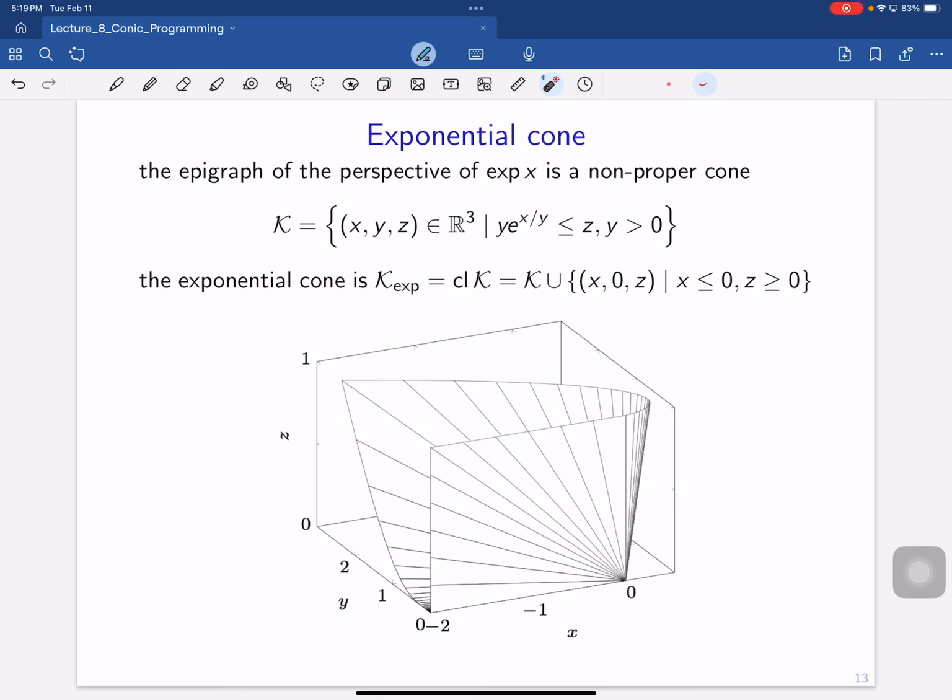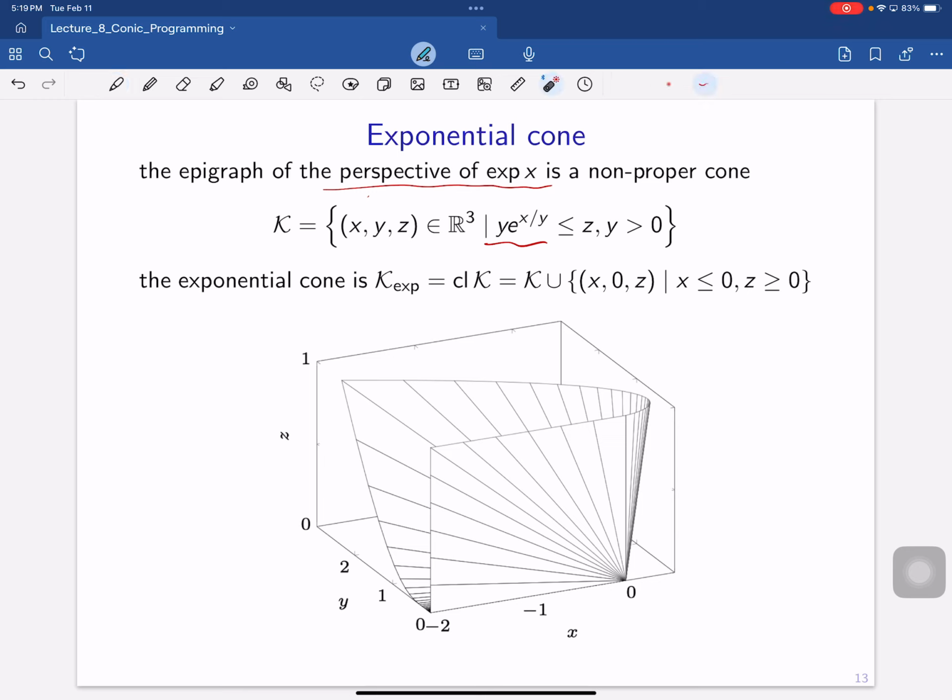You can think about this problem in 3D. x, y, and z are scalars. What is the left-hand side? You can think about it as a perspective function of an exponential function. Remember what a perspective function is: you divide the argument by y and then you multiply by y again, right? So this is a perspective function of an exponential function. Remember, the perspective operation keeps convexity of a function. If the exponential function is convex, the perspective function of an exponential function is also convex.